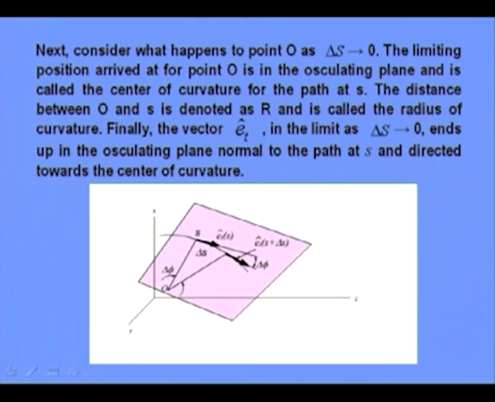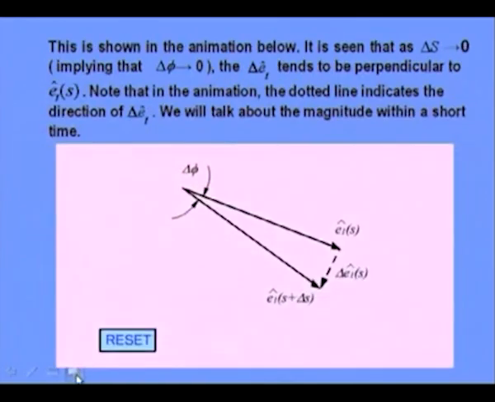This is by definition. The distance between O and S is denoted as R and is called the radius of curvature. Finally, the vector delta ET in the limit as delta S tends to 0 ends up in the osculating plane, normal to the path at S, and it is directed towards the center of curvature.